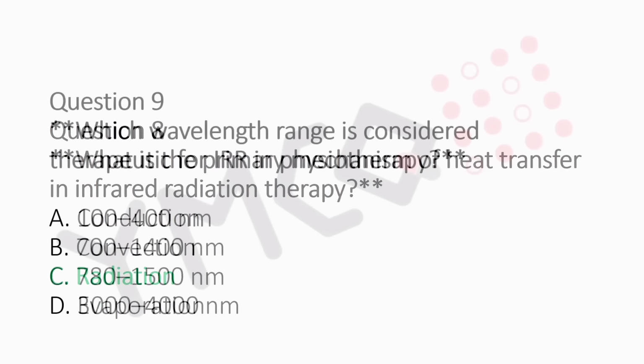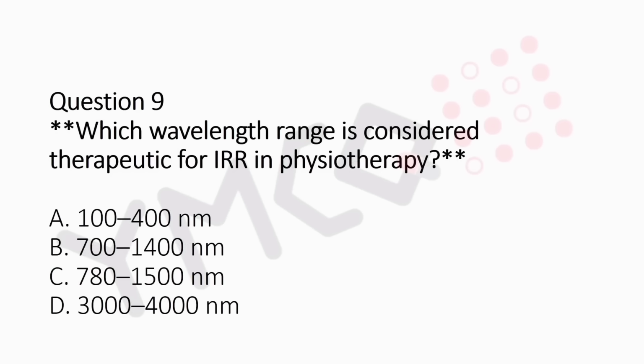Now let's move to question number 9. Which wavelength range is considered therapeutic for IRR in physiotherapy? Option A 100 to 400 nanometers, option B 700 to 1400 nanometers, option C 780 to 1500 nanometers, option D 3000 to 4000 nanometers. And the answer is option C 780 to 1500 nanometers.